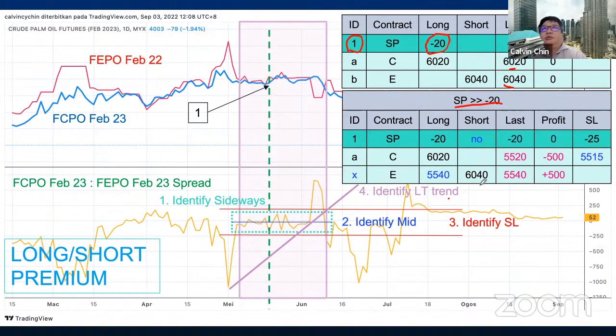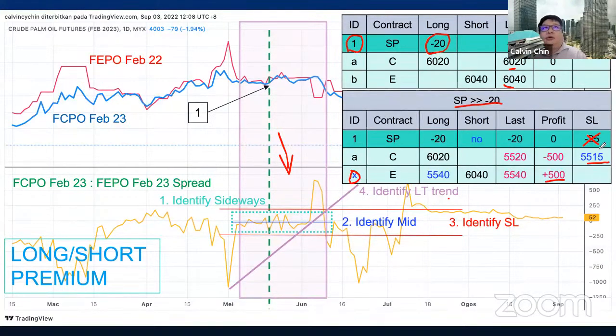But this time the leg, the outright, goes down, but the spread maintains minus 20. So we see a profit for our short position, which is on the FEPO side. So we will close it and take this profit, and then we put in a stop loss there for the leg one. And this one no more stop loss already because it becomes an outright trade.